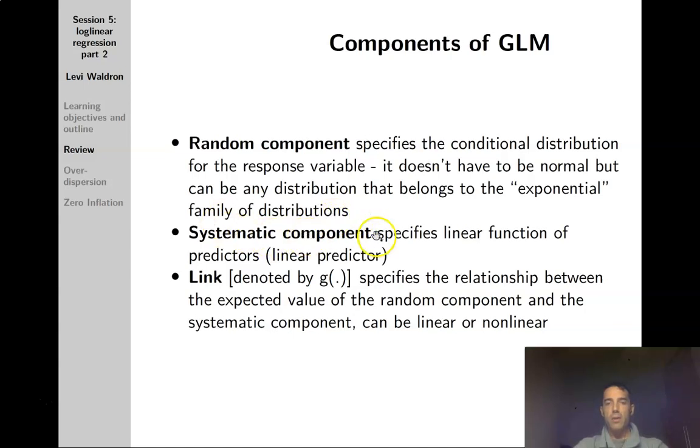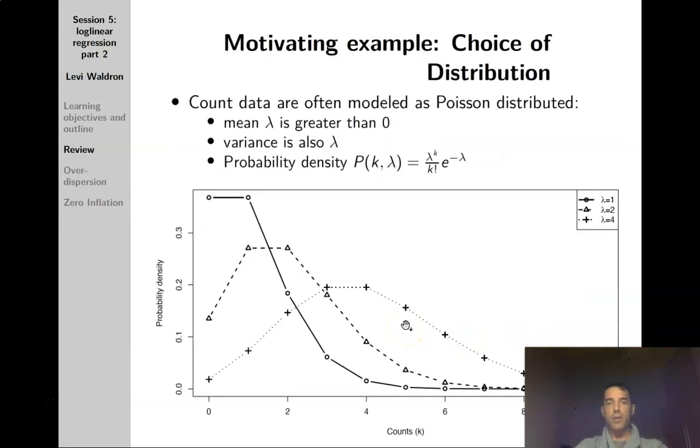Then the systematic component, this has been the same for all of our linear models. This is this linear function of the predictors. This is the betas, the beta 0, the intercept term, and some linear combination of predictors. And finally, this link function denoted by g that specifies the relationship between the expected value of the random component and this systematic component, the linear predictor. And that link function can be either linear, such as with linear regression, or nonlinear, such as the logit function or the log function that we're using now.